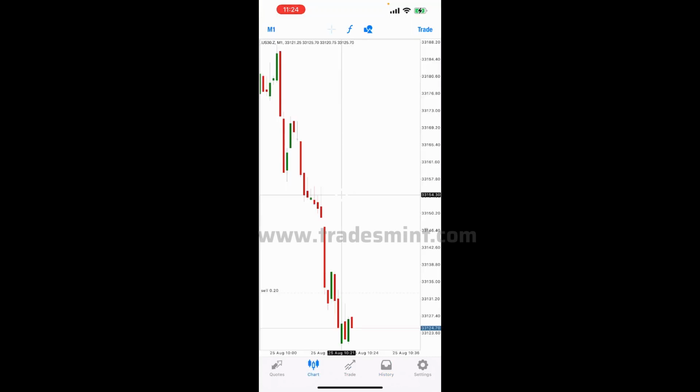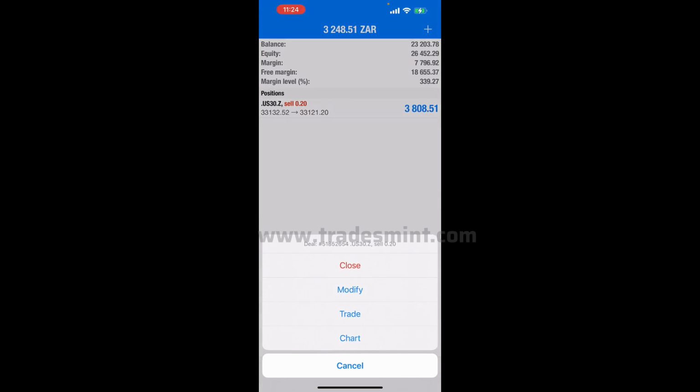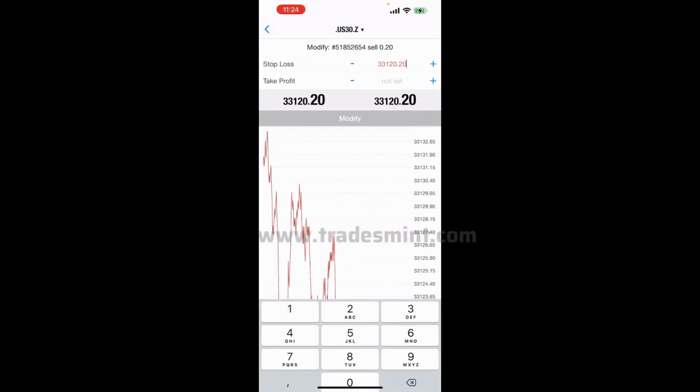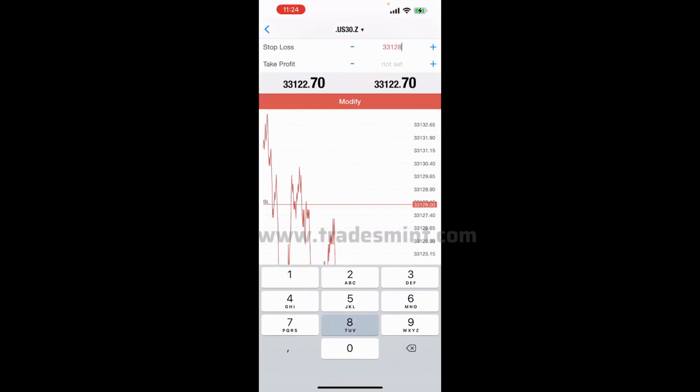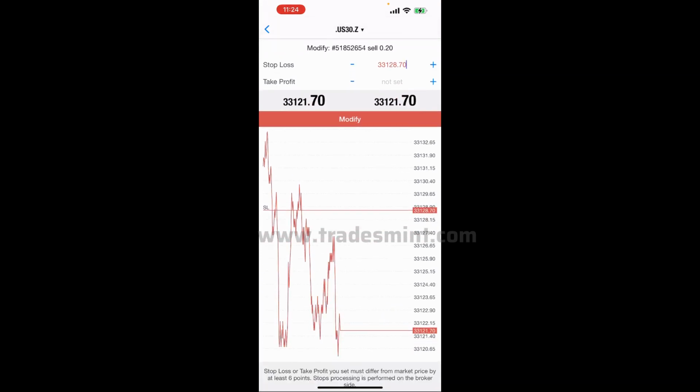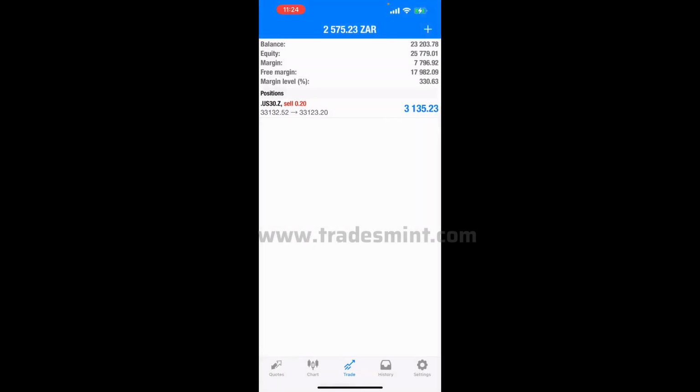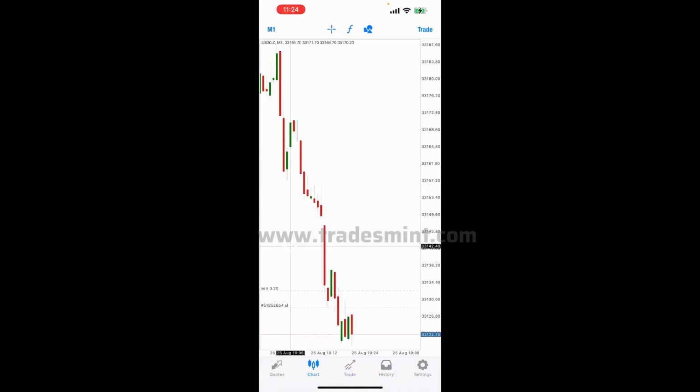So there we go. The stop loss below entry, my stop loss point is now going to be 33,128.70. So I then go to modify. Now when I go to modify, I can modify my stop loss and make it that point where I want it to be, where I now say, even if it hits my stop loss, it's still going to close me on profits.